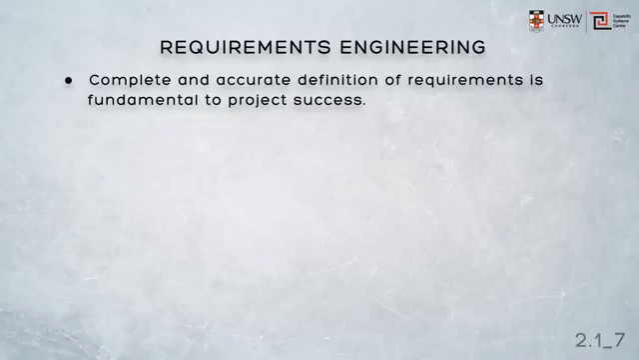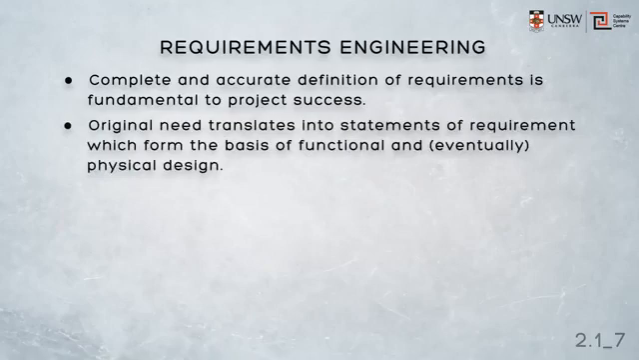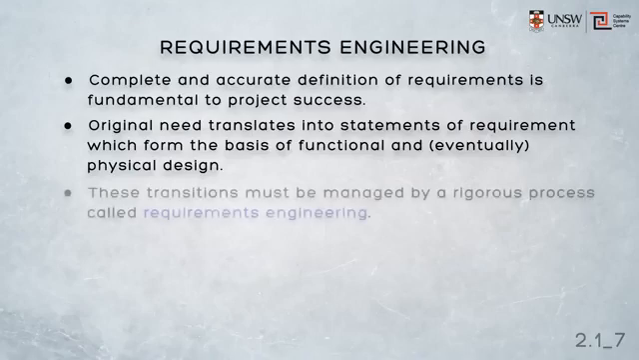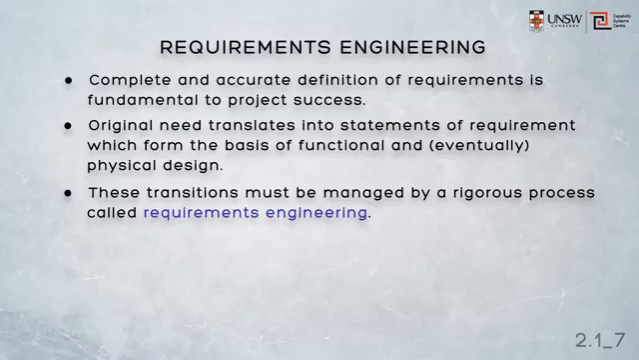iteration is required. The life cycle of the system we saw began with business needs, which were then translated into a large number of statements of requirement, which formed the basis of the logical design and are subsequently elaborated further to form the physical design. Now, these transitions from the business needs and requirements to the stakeholder needs and requirements to the system requirements are managed by a very formal process called requirements engineering.